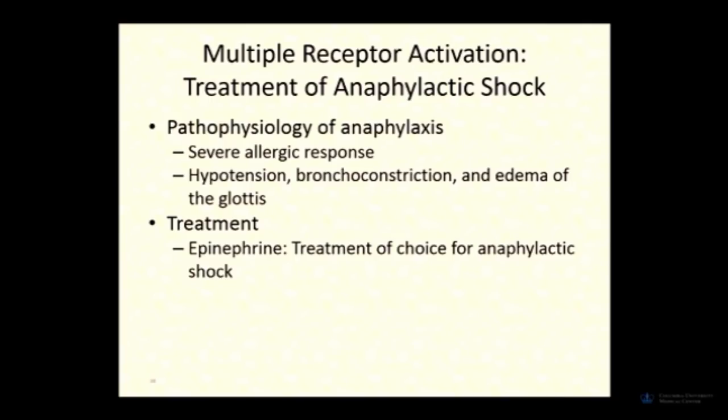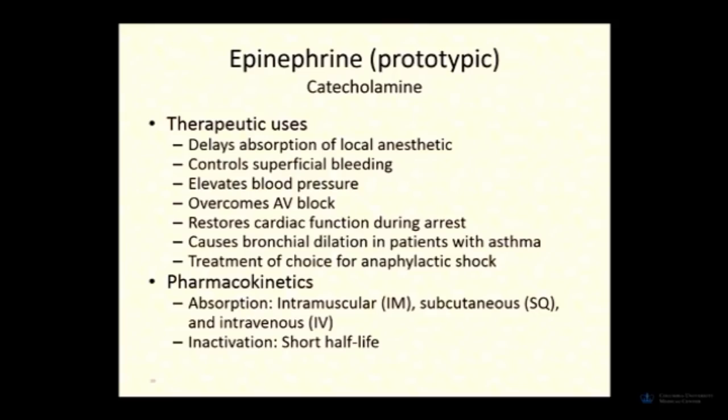Epinephrine is going to help support blood pressure, reduce that bronchoconstriction, and help recover the airway. Epinephrine, which is our prototypic catecholamine, has other therapeutic uses. As I mentioned, it's administered along with a local anesthetic to help delay the distribution of that local anesthetic so it stays in the local area longer. Controls superficial bleeding. It elevates blood pressure. It helps to treat that AV nodal block. Restores cardiac function during cardiac arrest. It causes bronchiolar dilation in patients with asthma, and it's the treatment of choice for anaphylactic shock.